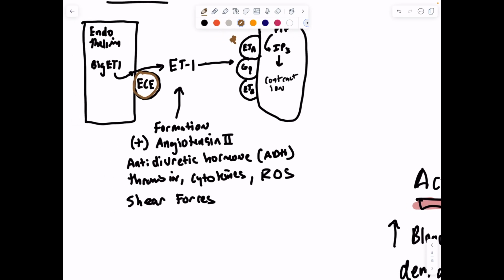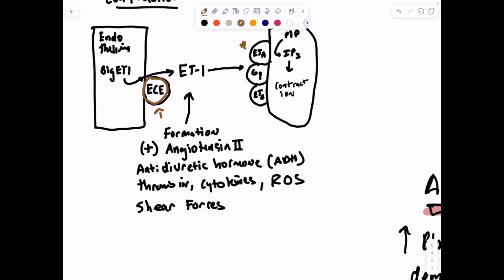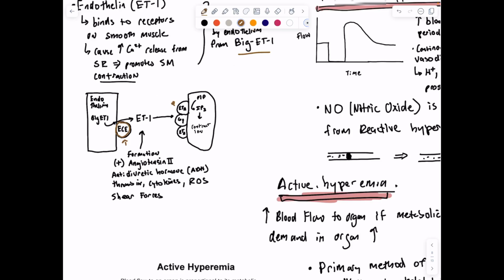But the formation of ET1 by the enzyme ECE can be stimulated by angiotensin II, antidiuretic hormone, thrombin, cytokines, reactive oxygen species, and shear forces.